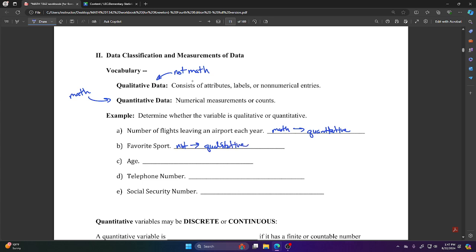I can't spell, but you get the idea, right? Age: qualitative or quantitative? Quantitative, yep. Telephone number.